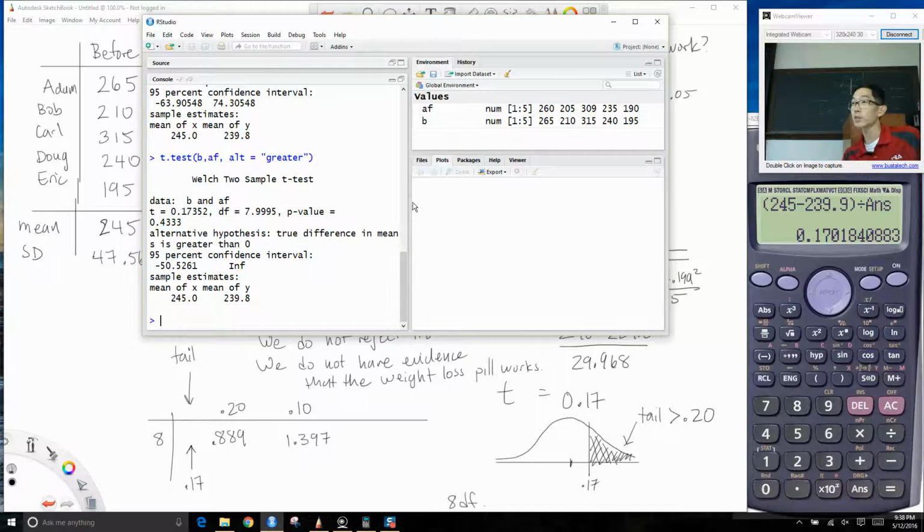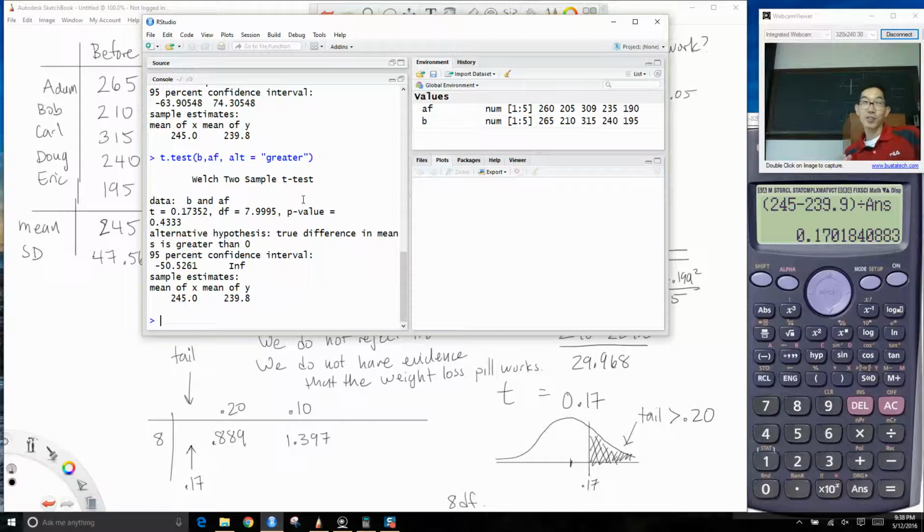Yes? Why is the upper interval infinity for an 85% confidence interval? Because they're creating a one-sided confidence interval.